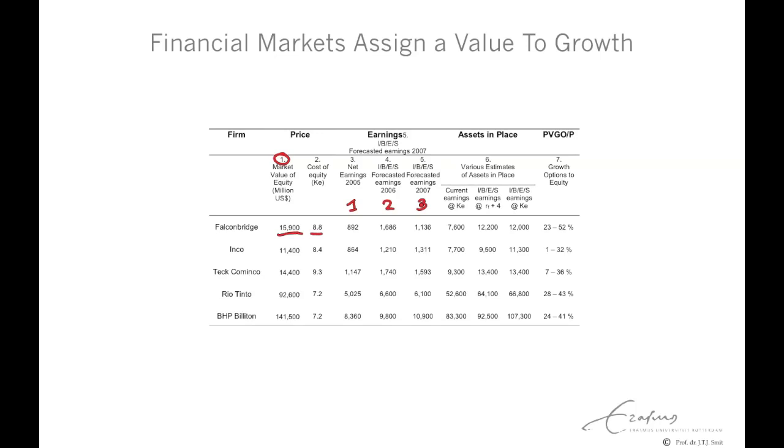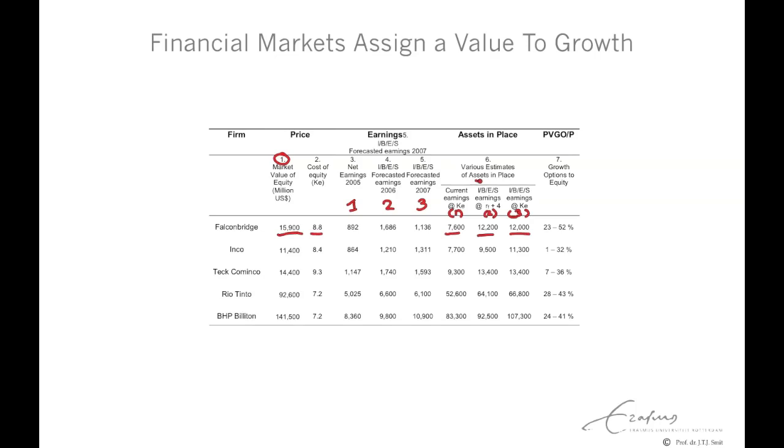Based on these 3 scenarios and different discount rates, we can make 3 estimations of assets in place. The current earnings discounted at the cost of equity, the IBES earnings discounted at the risk-free rate plus 4%, and 3, the IBES earnings discounted at the cost of equity. In the case of Falconbridge, we get an estimation of 7.6 billion for the value of assets in place at the current earnings at the cost of equity, or 12.2 billion or 12 billion. So 3 scenarios.